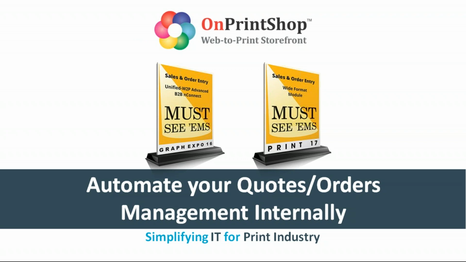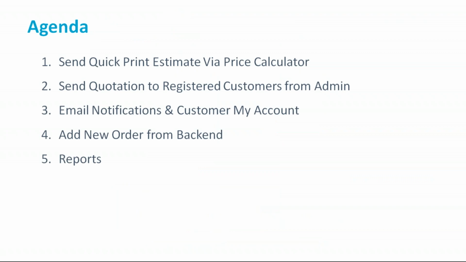And at a printer's end, you have a lot of processes. Getting an estimate, only key people are involved. So a lot of your quality time goes in handling these customer requests, and you're not able to spend enough time focusing on the core business. And that is where OnPrint Shop helps printers to automate these repetitive processes.